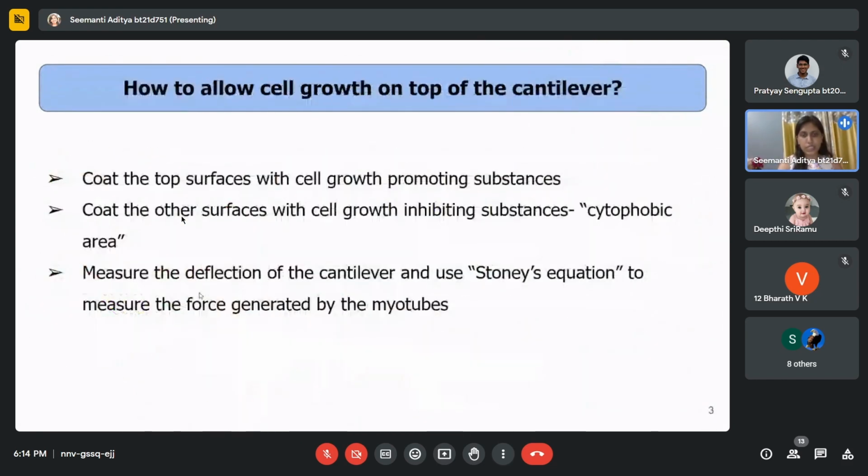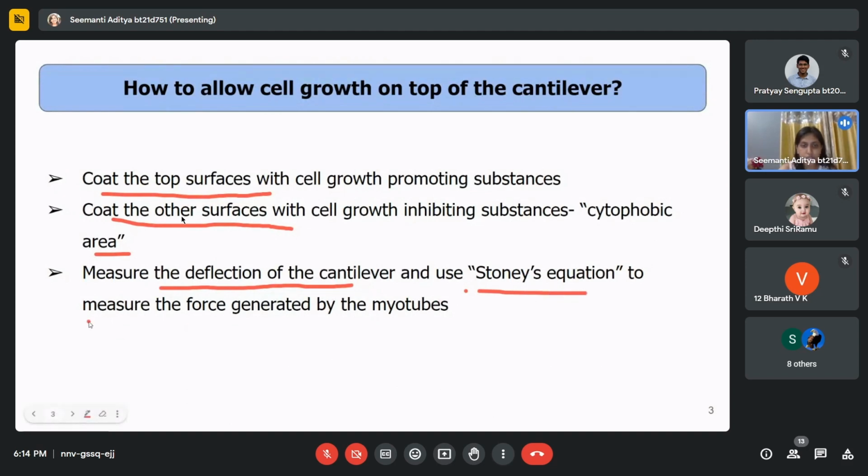So we have to coat the top surfaces with cell growth promoting substances, and we have to coat the other surfaces with cell growth inhibiting substances, or cytophobic area. After growing the cells there, we can measure the deflection of the cantilever and use Stoney's equation to measure the force that is generated by the myotubes.